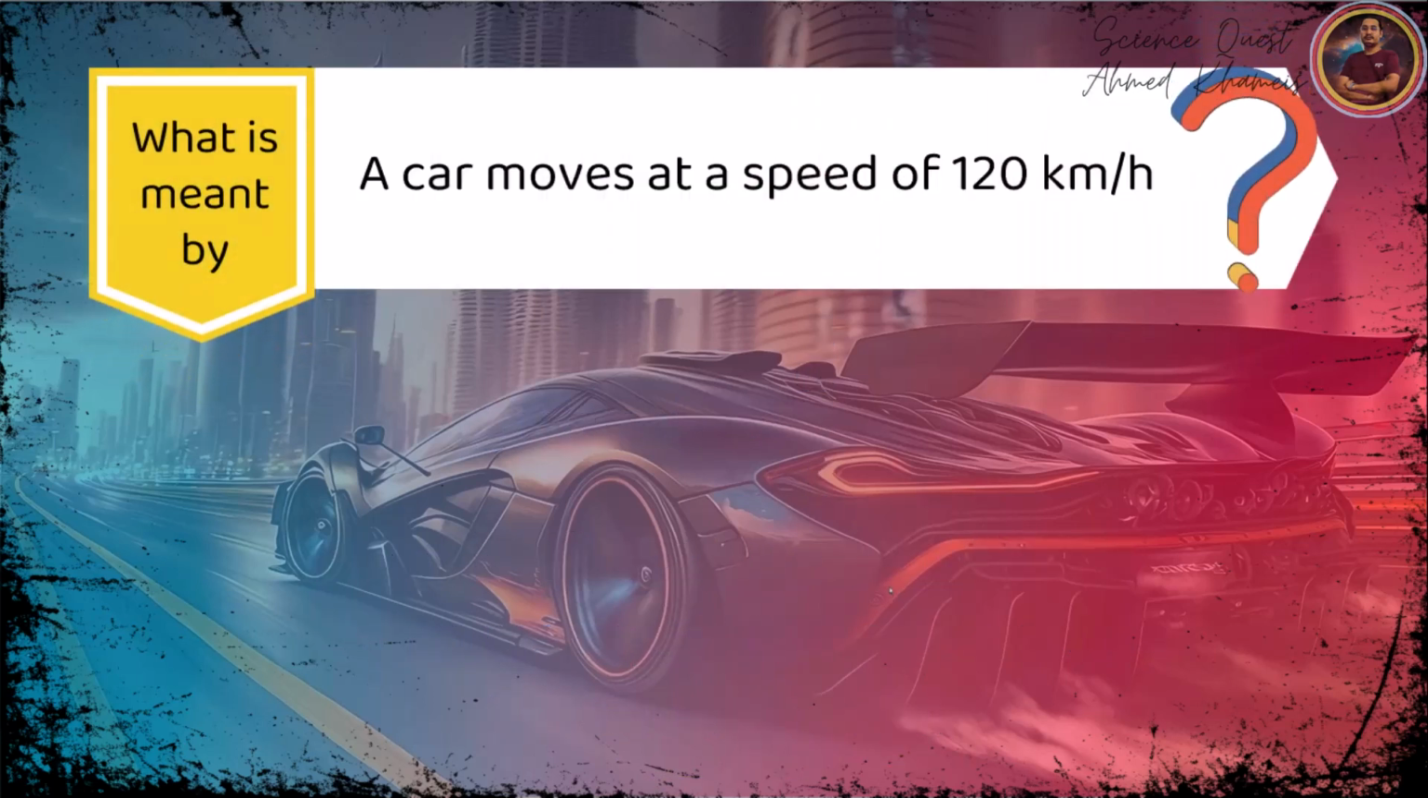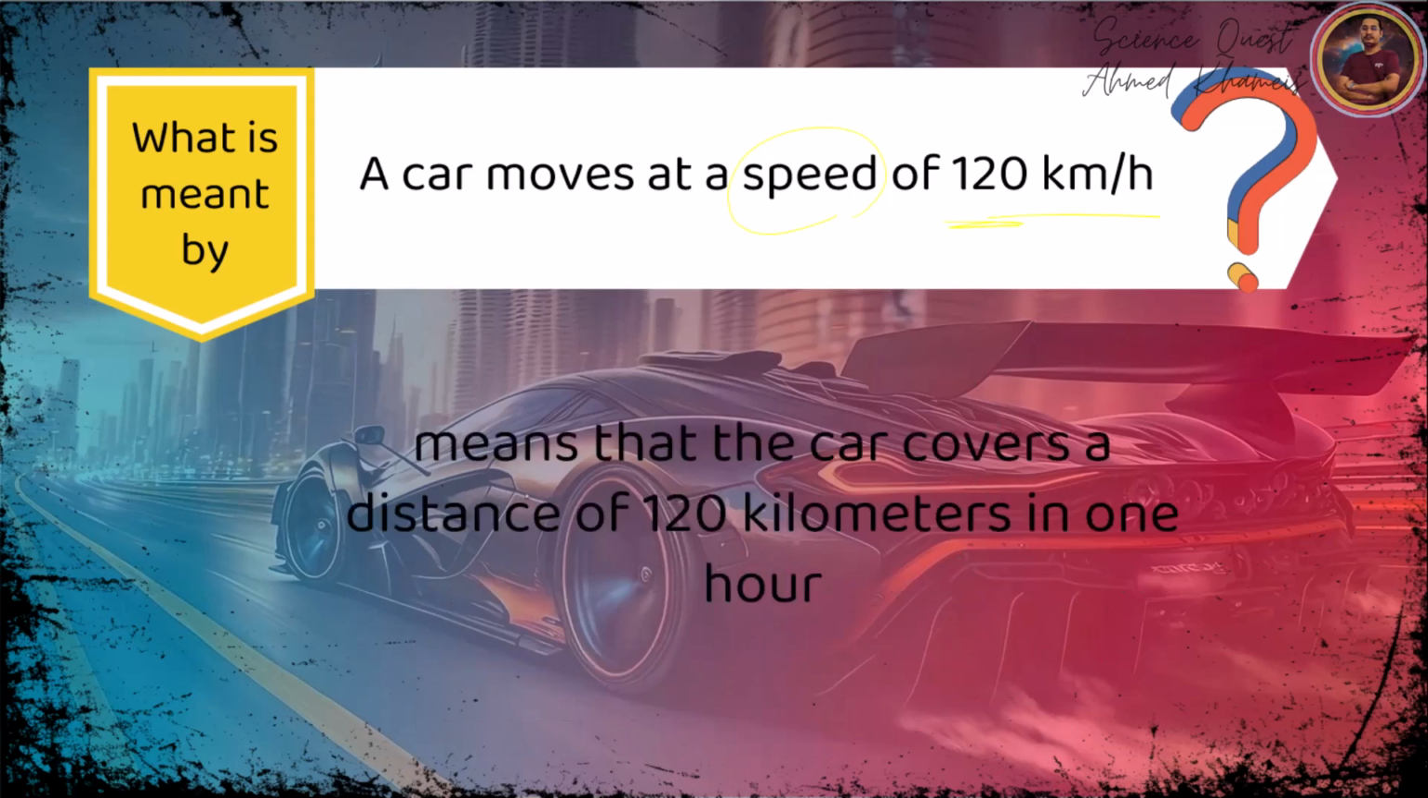What is meant by a car moves at a speed of 120 km per hour? Speed means the rate of change, or the distance covered in a unit of time. So that means that the car covers 120 km in 1 hour.